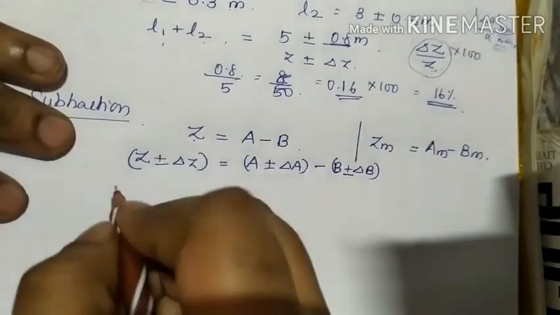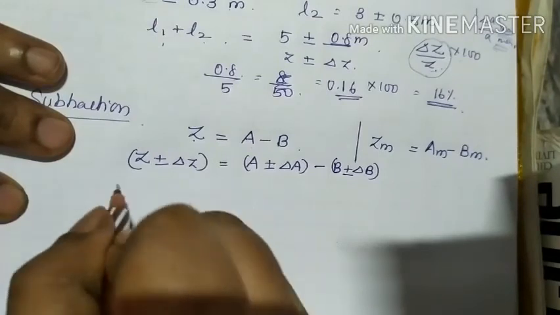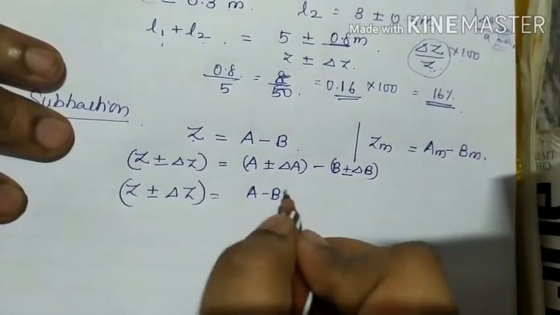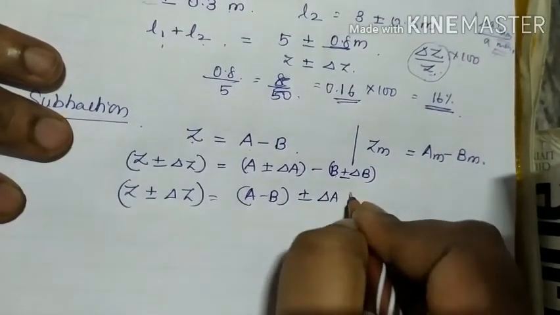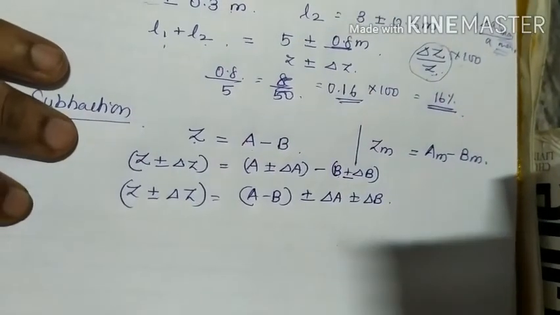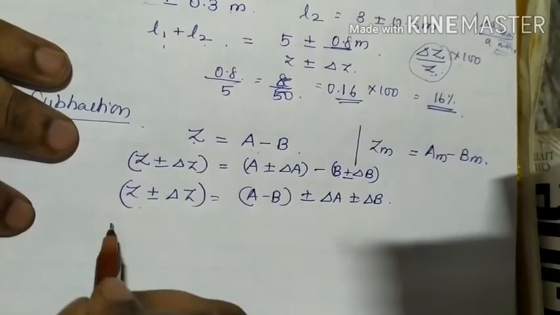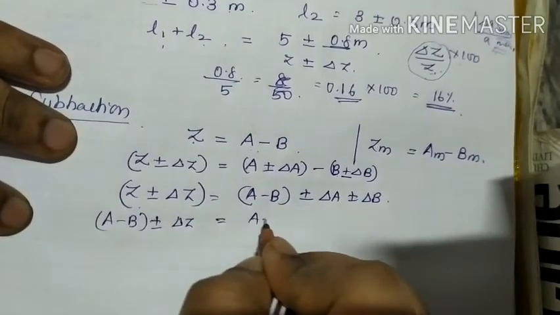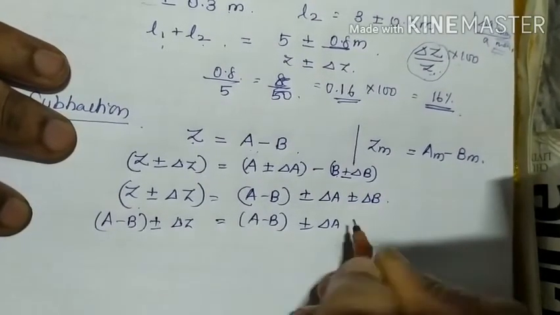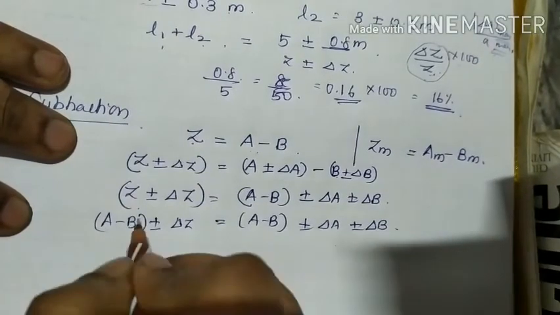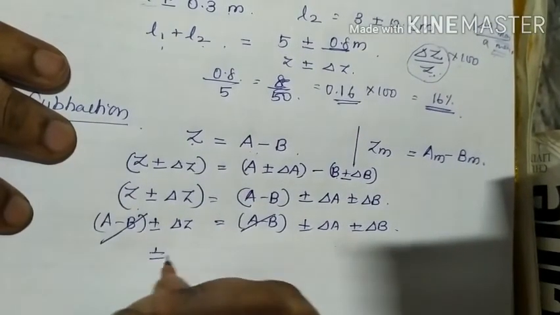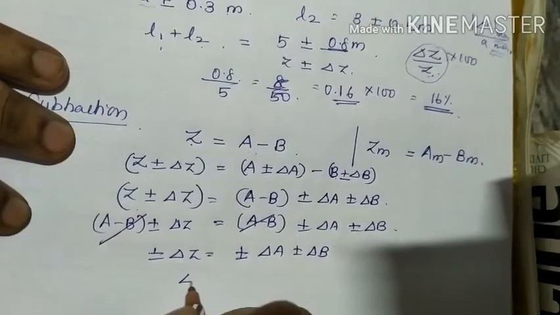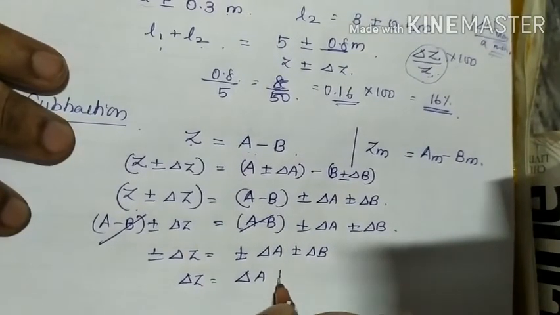Just like the previous case, I am going to rearrange it. So Z plus or minus delta Z equals A minus B, plus or minus delta A plus or minus delta B. Now Z is equal to A minus B, so I can cut off A minus B. I'll write it as delta Z equal to plus or minus delta A plus or minus delta B. Or it is delta Z equal to delta A plus delta B.